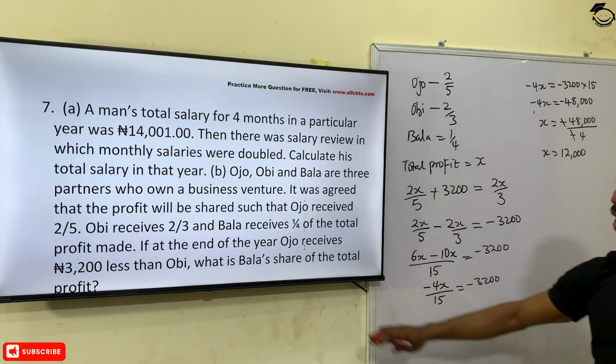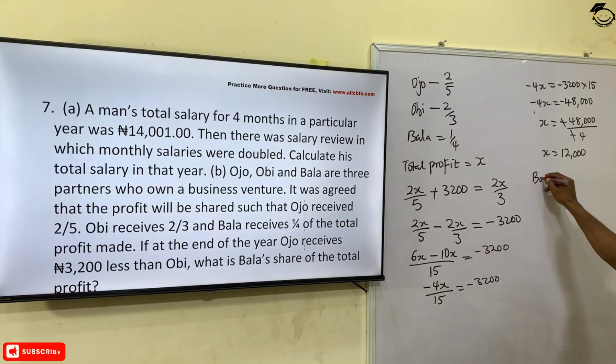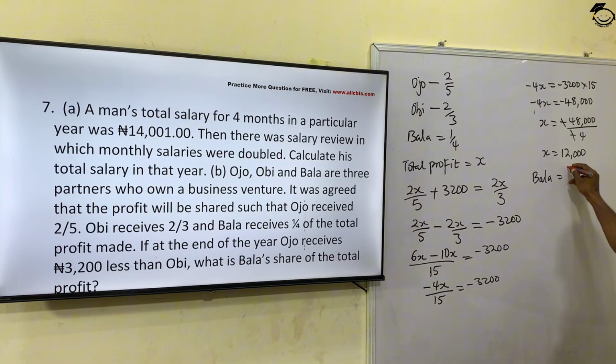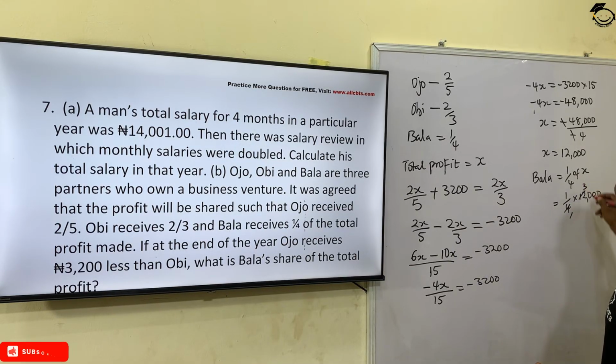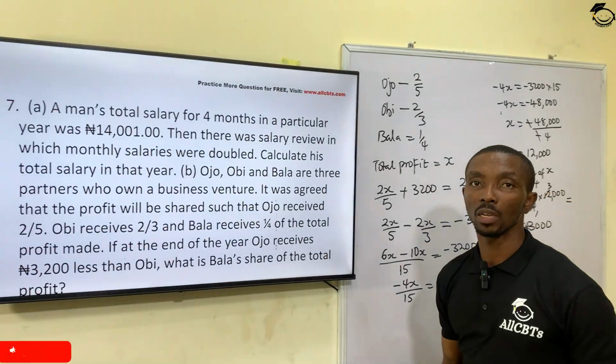Now, they said we should find Bala's share. Bala shared 1/4 of X, which will become 1/4 times 12,000, which gives us 4 into 12, 3. So Bala's share will be 3,000 naira. So his share in the profit would be 3,000 naira.